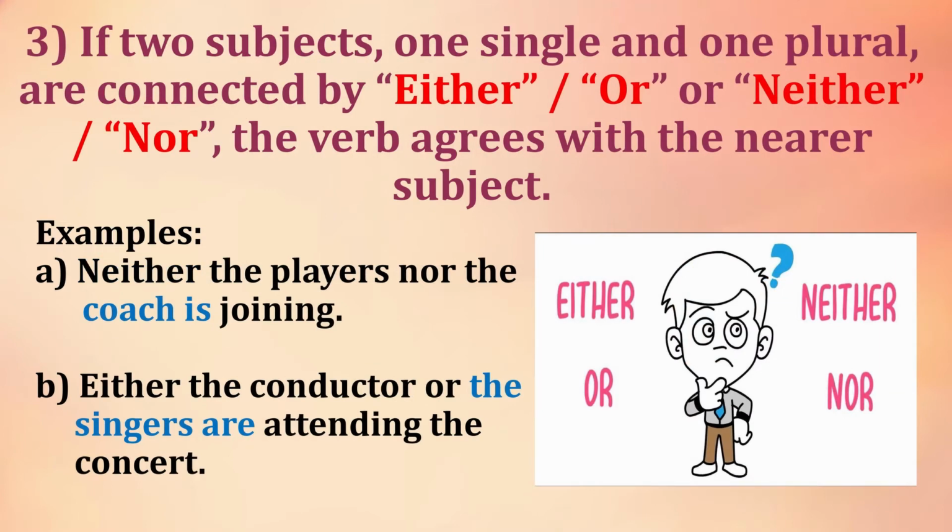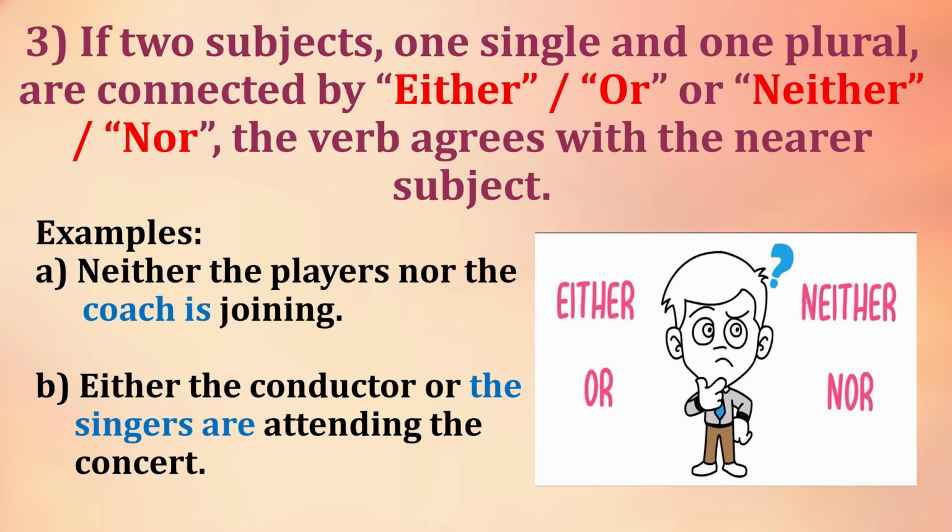Let's see the third rule. If in a sentence two subjects are joined with either-or or neither-nor, the verb agrees with the subject closest to it. Let's see the example. Neither the players nor the coach is joining. Here two subjects are mentioned. First is the players and second coach. And the nearer to the verb is coach. So we will use coach is singular, means one. So we will use singular verb is.